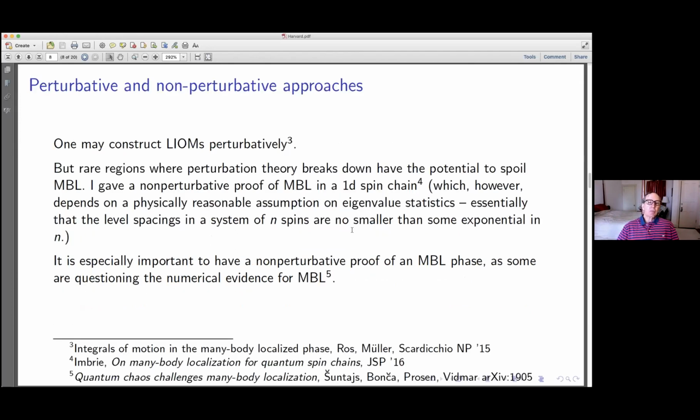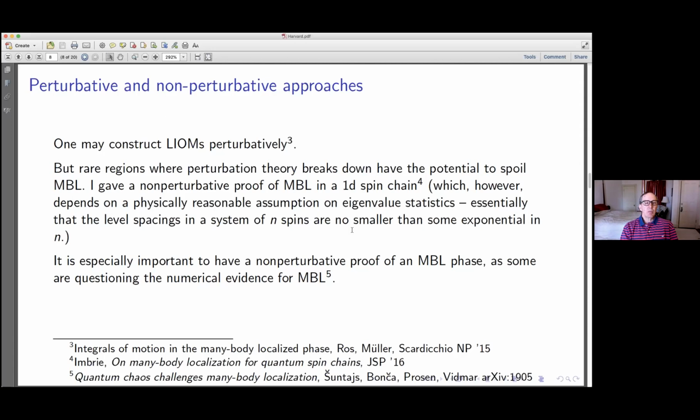Okay, so now we get into the question of how do you actually build these LIOMs? How do you build these quasi-local integrals, quasi-local unitaries? Well, you can do it perturbatively, but that doesn't necessarily answer the question of whether non-perturbative effects are going to spoil this picture that you see. Indeed, if you go to higher dimensions, it's believed that non-perturbative effects are going to destroy many-body localization.